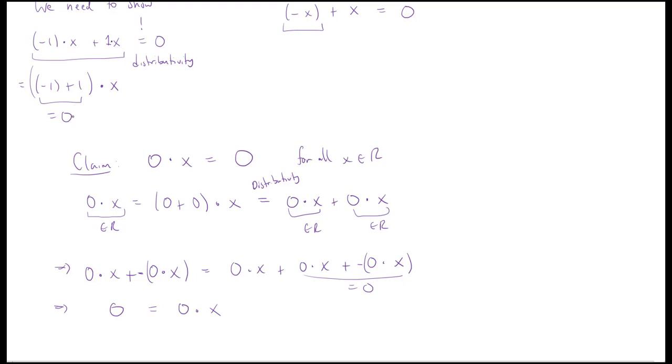And therefore, back up here, I have 0 times x is equal to 0. From this, we conclude negative 1 times x plus x is equal to 0. And so negative 1 times x must equal the additive inverse of x.